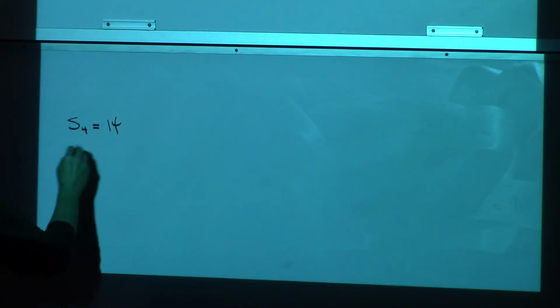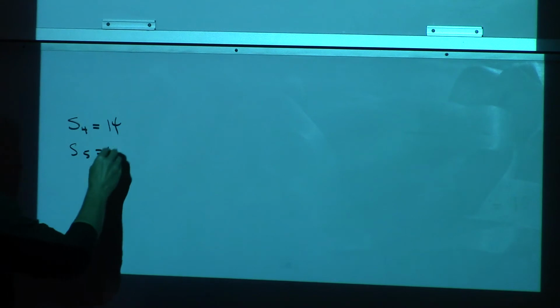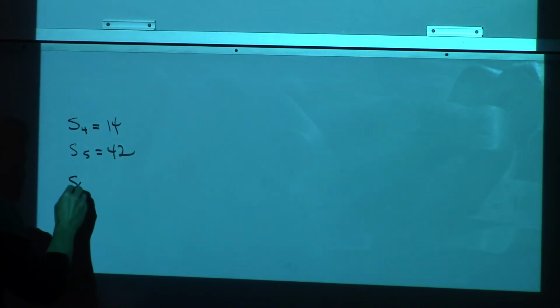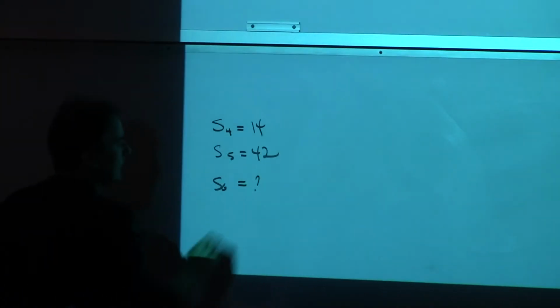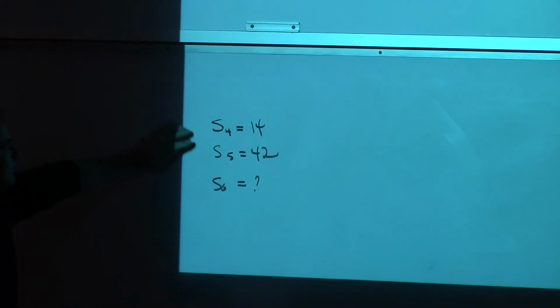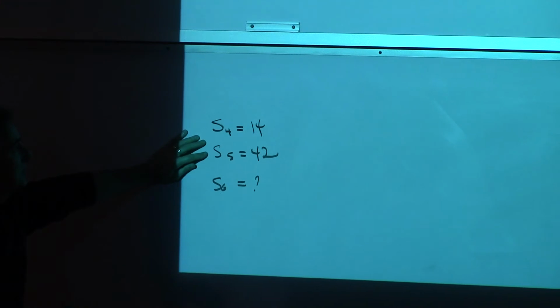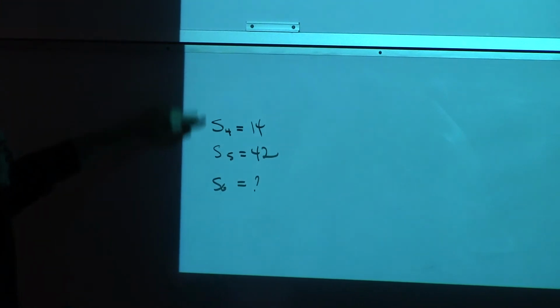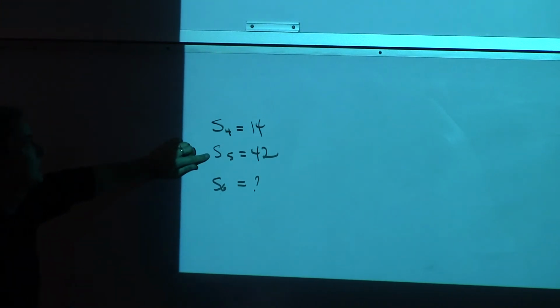14. And do you remember S of 5? 42, but we don't know S of 6. We don't know what it is. So we're going to try to find this closed form. But before we find the closed form, it would be nice to get a good idea that this is actually going to work. So let's try something we know. So let's try S of 5.